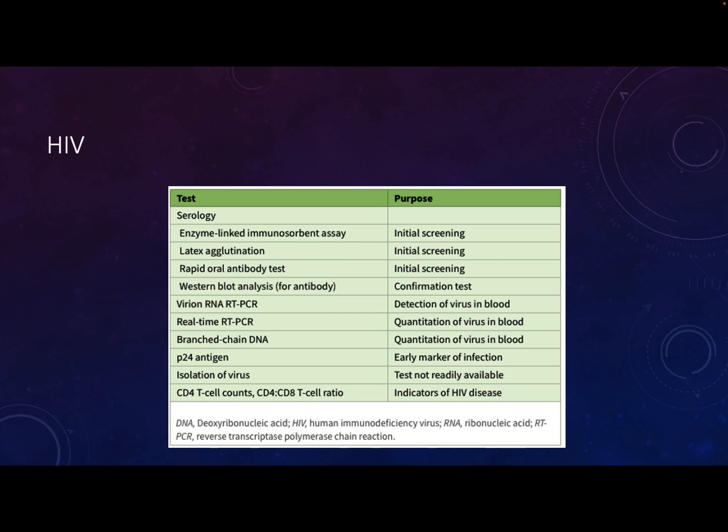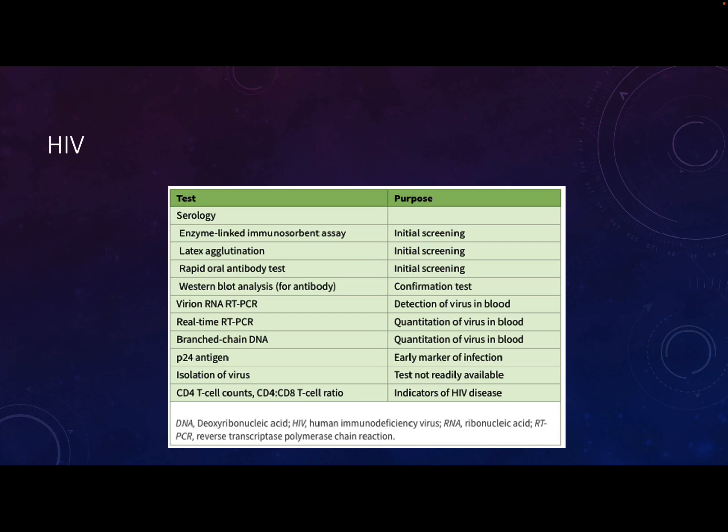The risk of an antibody test is, remember, you don't generally make antibodies right away. So if you have a possible more recent exposure, you can look for early markers of infection, like the presence of viral antigens rather than the antibody response. The CD4 positive T cell counts, the CD4 to CD8 T cell ratios are indicators of disease. So again, that primary screening is an antibody test.